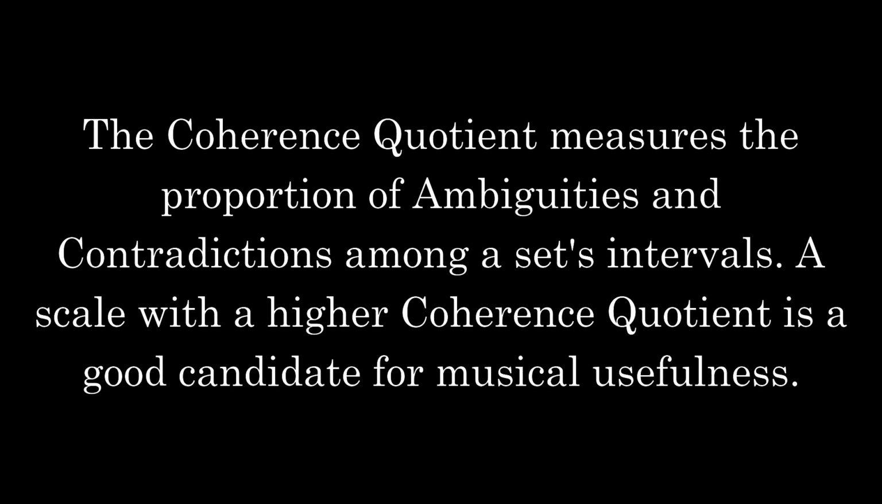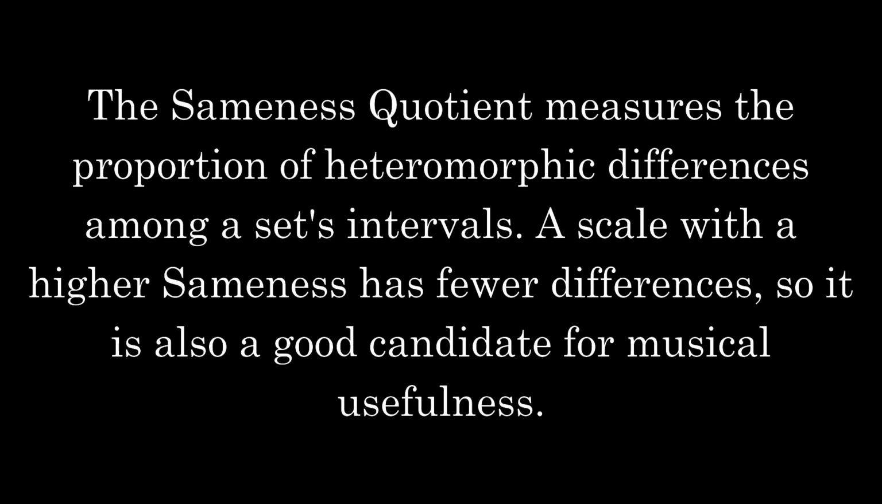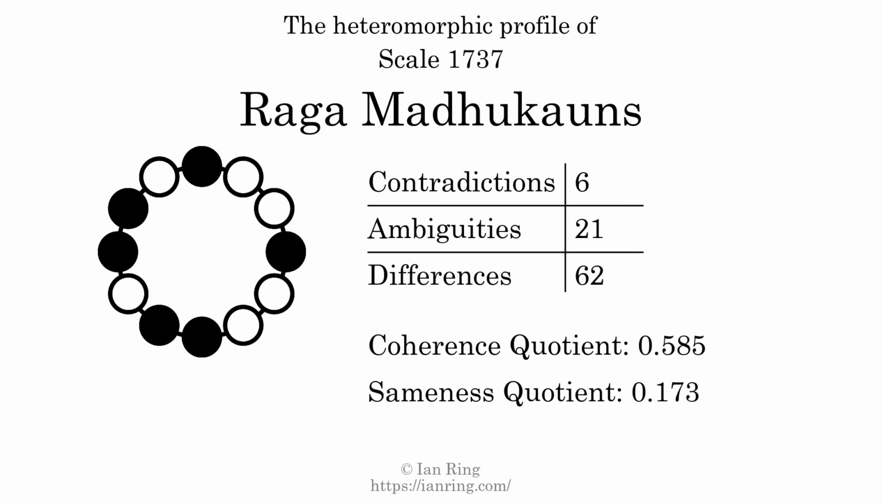The coherence quotient measures the proportion of ambiguities and contradictions among a set's intervals. A scale with a higher coherence quotient is a good candidate for musical usefulness. The coherence quotient is 0.585. The sameness quotient measures the proportion of heteromorphic differences among a set's intervals. A scale with a higher sameness has fewer differences, so it is also a good candidate for musical usefulness. The sameness quotient is 0.173.